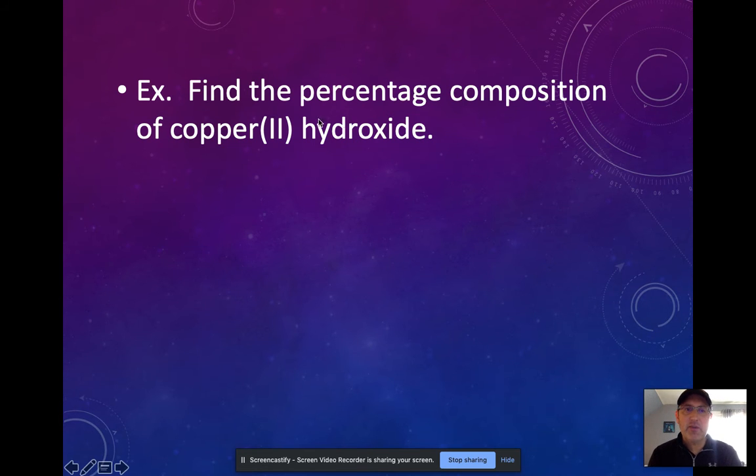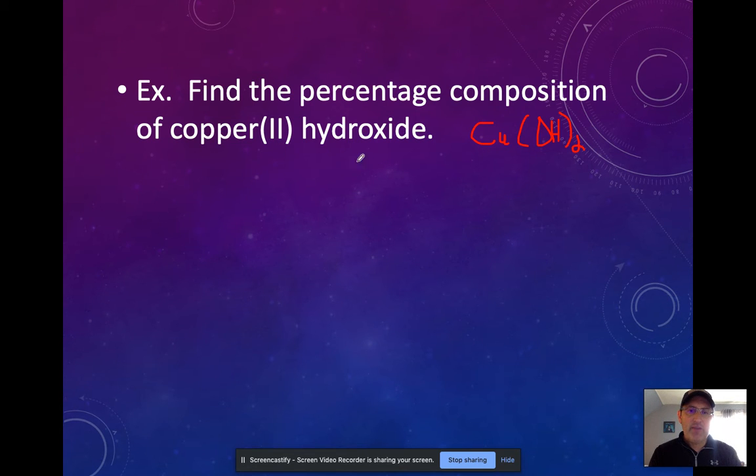The first thing we have to do here with copper 2 hydroxide is, from this name, write the formula. Copper 2, remember, would be Cu plus 2. Hydroxide is one of your polyatomic ions, that's OH minus. So we have Cu plus 2, OH minus. When we write that substance out, it is going to be Cu and then the whole quantity OH taken twice.